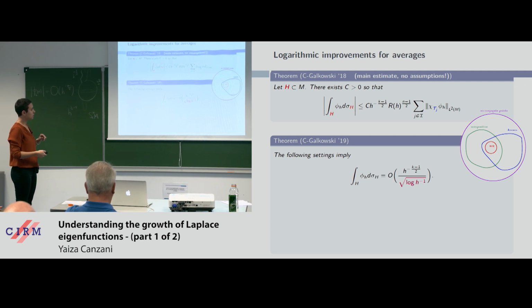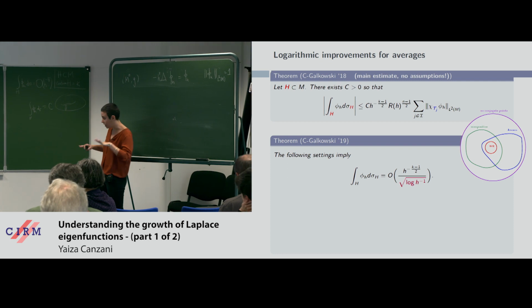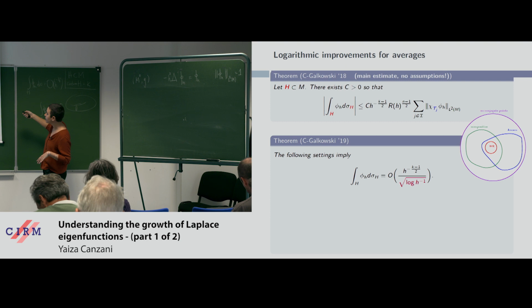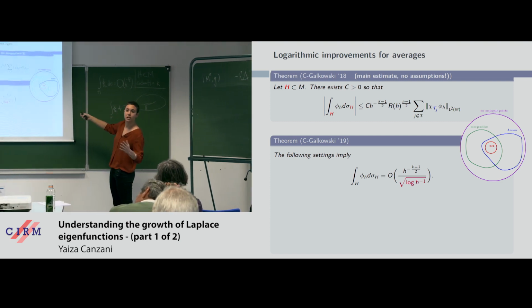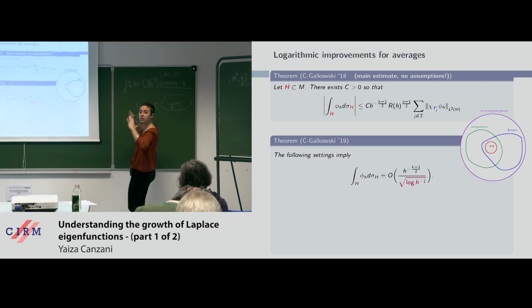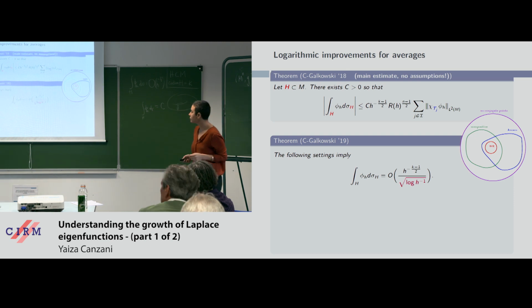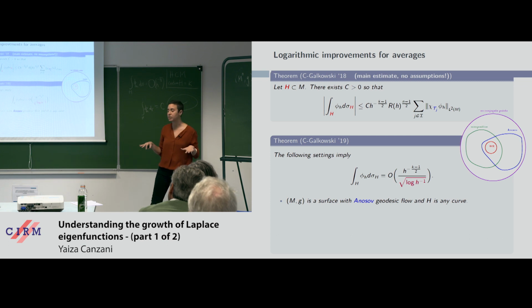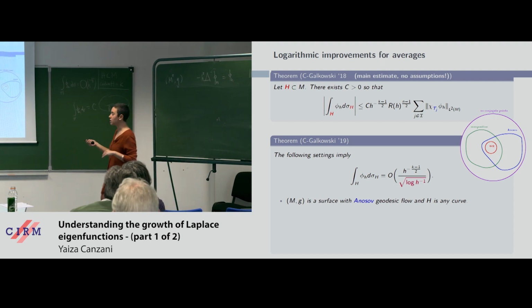So here is just a reminder of how different geometric settings interplay. If I have manifolds with strictly negative curvature, then they have an Anosov geodesic flow, and non-positive curvature, of course. And these two regions live within the set of manifolds with no conjugate points. That's the big blob. And if, for example, you are working with a surface that has an Anosov geodesic flow, no matter what the curve h that you pick is, we can get this logarithmic improvement.